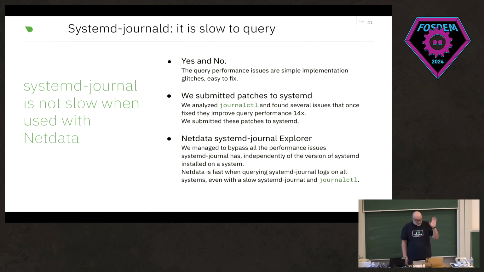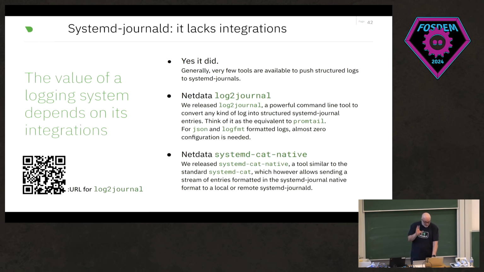We submitted patches to systemd to make it faster. We managed to bypass all the deficiencies of systemd for all systems. You will give me 2 minutes. Okay, because 50 seconds, I have another one. So, okay, we did a lot of work. We provided a tool, log2journal, that can be used to feed to systemd journal your HAProxy logs, your nginx logs, or whatever log logfmt logs. If you have a Go application, they look like this. Boom, push everything in.